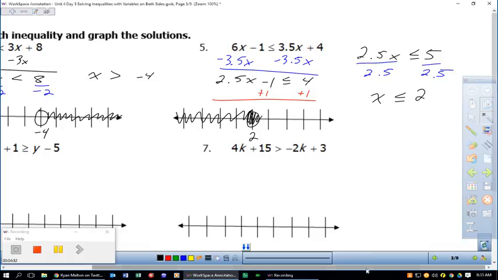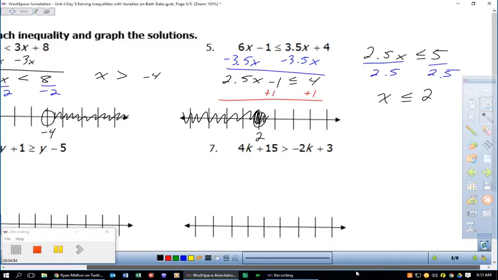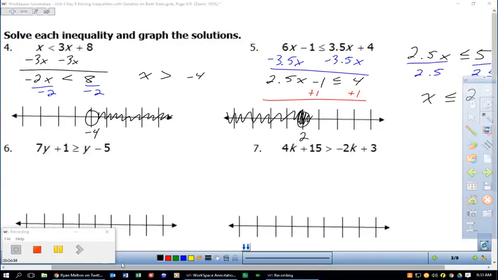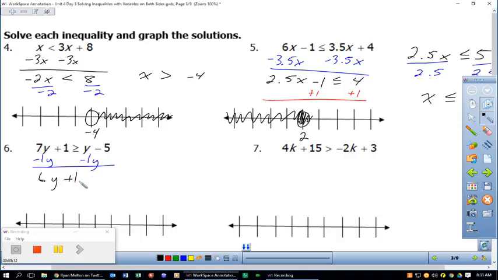All right. Number 6. What are we going to do? Subtract 1y. So that gives us xy. Subtract 1. All right, so we get 6y is greater than or equal to negative 6.